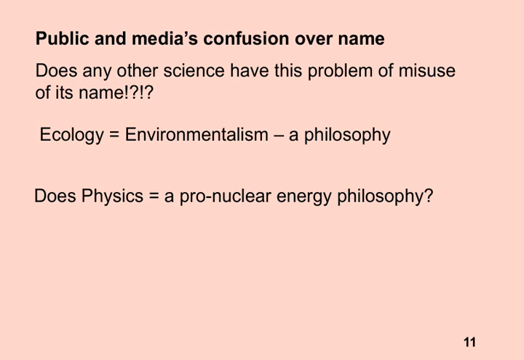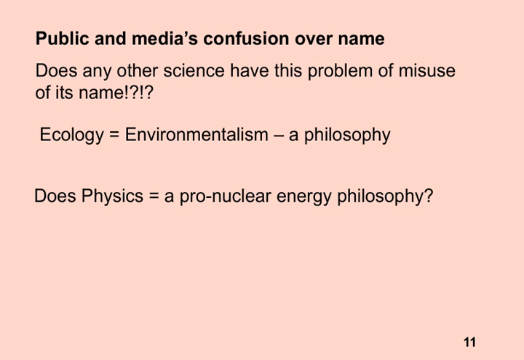Many people mistakenly equate ecology with environmentalism, and in a way, they are often used interchangeably. But ecology is a scientific study of how organisms interact with their environment, while environmentalism is more of a philosophical or social movement aimed at protecting the environment. This kind of confusion shows how powerful names can be, but also how misleading they can become when misunderstood.